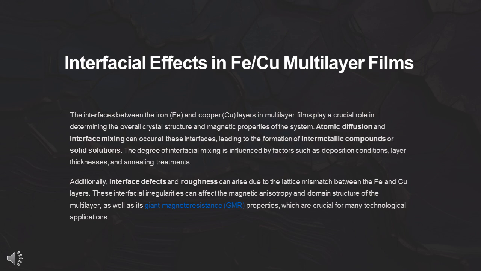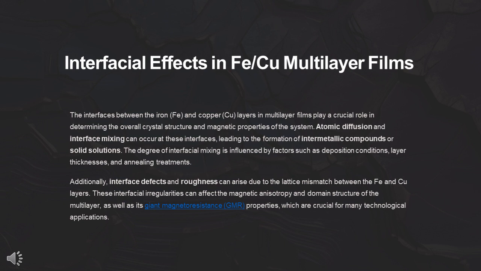Interfacial effects in ferrum and copper multilayer films. The interfaces between the iron and copper layers in multilayer films play a crucial role in determining the overall crystal structure and magnetic properties of the system. Atomic diffusion and interface mixing can occur at these interfaces, leading to the formation of intermetallic compounds or solid solutions.